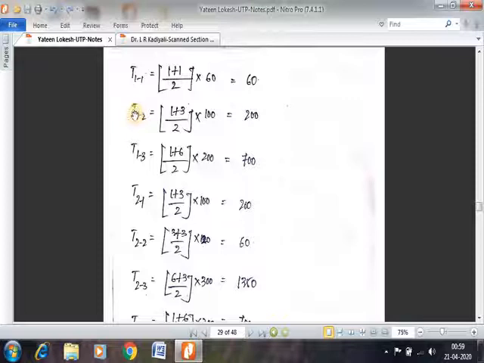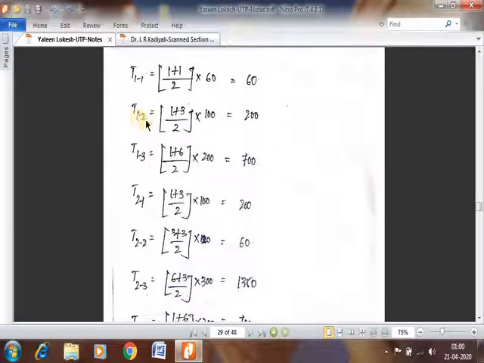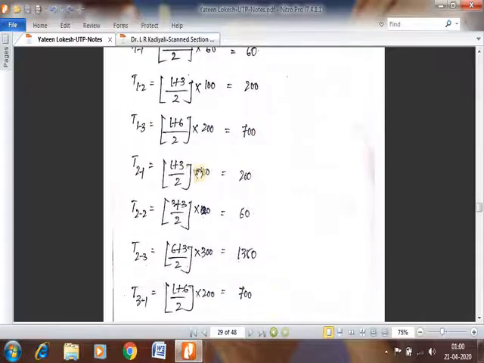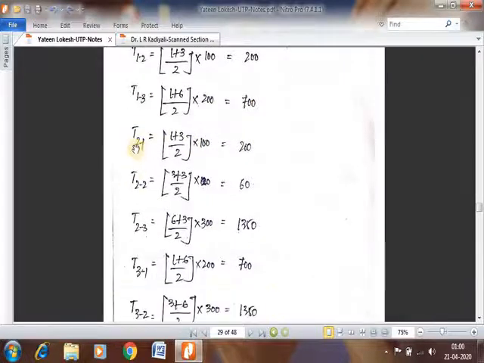Similarly, the total future number of trips, capital Tij, for origin as 1 and destination as 2, that is capital Ti, future number of trips between zone 1 and zone 2, is equal to 200. From zone 1 to zone 3 it is 700. Then from zone 2 to zone 1 is 260. Zone 2 to zone 2 is 60. Zone 2 to zone 3 it is 1350.